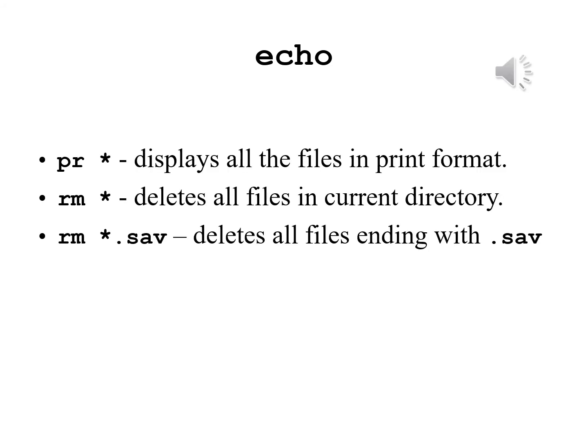I can use this with other commands as well. PR space asterisk will display all the files in the current directory in printable format. RM asterisk will delete all the files in the current directory. Don't ever do this unless you are really, really sure that you want them all gone. RM space asterisk dot SAV will delete all the files whose names end in period SAV. I would advise great caution for this one as well.